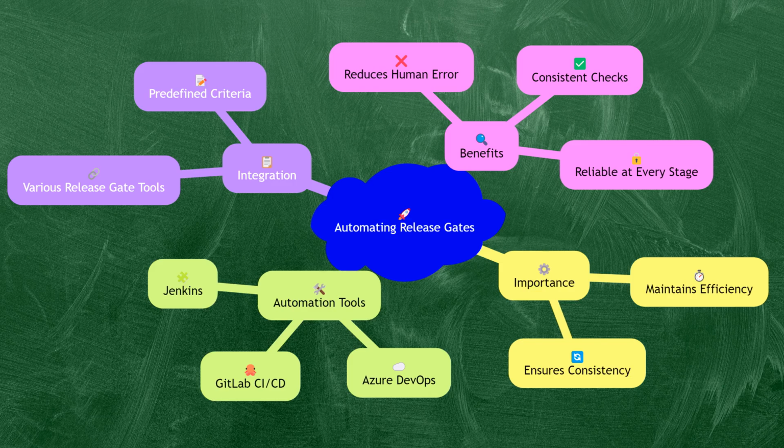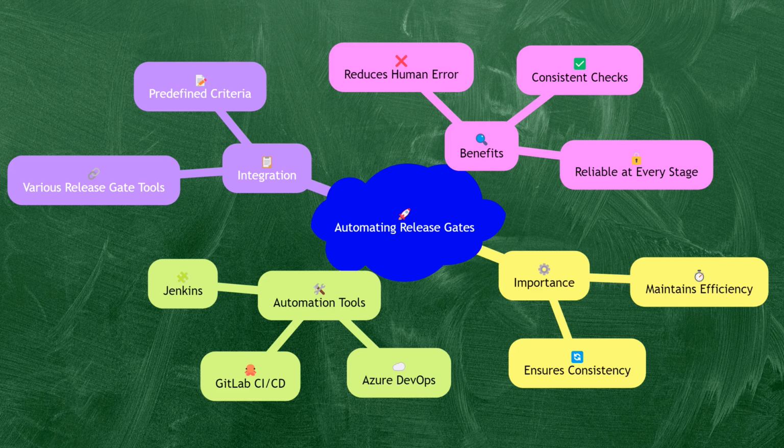Automating release gates is essential for maintaining efficiency and consistency in the release pipeline. Automation tools like Jenkins, Azure DevOps, and GitLab CI/CD can be used to integrate various release gate tools and automate the process of checking the software against predefined criteria. Automation reduces the risk of human error and ensures that release checks are performed consistently and reliably at every stage of the pipeline.